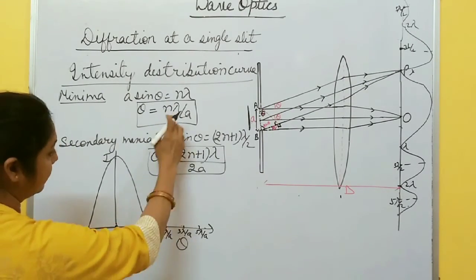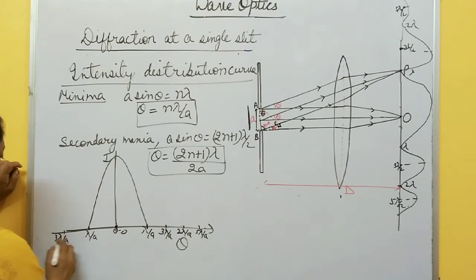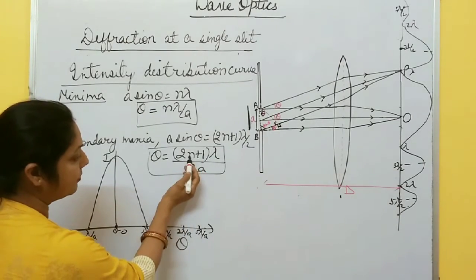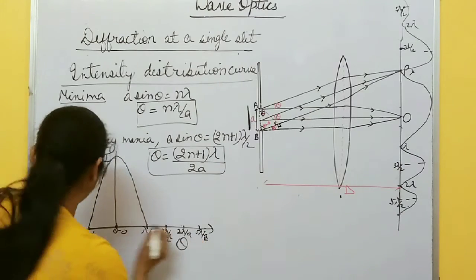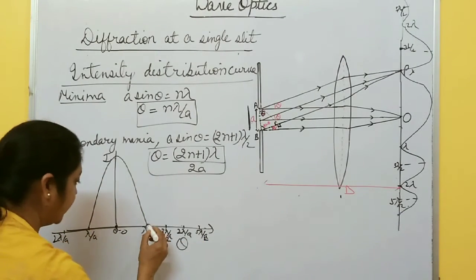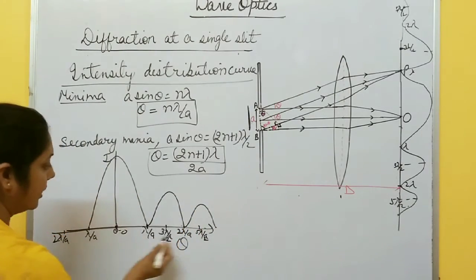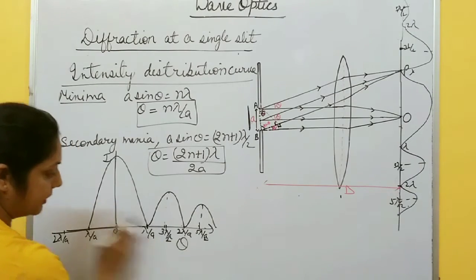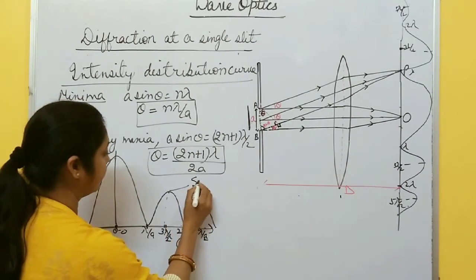Then it is 2 lambda by a, right here 2 lambda by a. Second minima is formed at 2 lambda by a, and the first secondary maxima is formed at 3 lambda by 2a. Just correct it. So here you draw like this, again like this. This is the secondary maxima at 3 lambda by 2a, 5 lambda by 2a. These are the positions of secondary maxima.